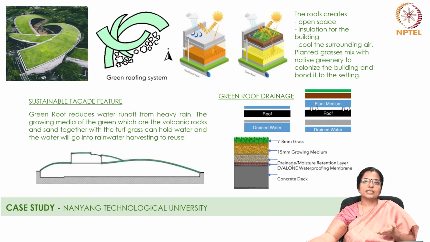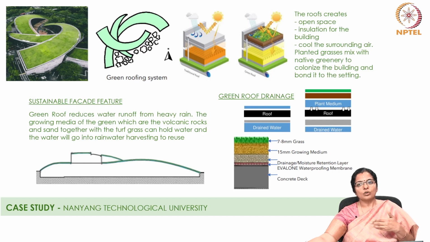Let us look at the sustainable facade feature. This is a 4-storied building. The 4-storied building with its eye-catching sloped grass roof was designed to blend with the NTU's garden campus setting. Apart from being aesthetically pleasant, the green roof doubles as a scenic outdoor community space where teachers, students, everybody interacts. The green roof keeps the ambient temperature low and reduces the heat during daytime.